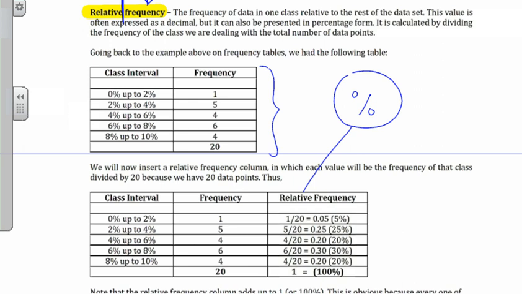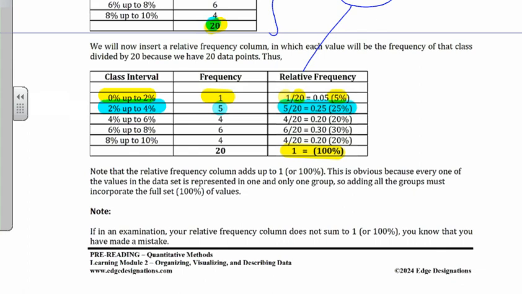We look over here, and the very first class interval was 0 to 2%, no change there. How many observations? Just the one. Relative frequency says, just one out of how many in total? 20. Is everyone comfortable? That's 5%. Let's look at the next one. Between 2 and 4%, frequency is 5, out of a total of 20, that's 25%. And of course, what do we know, guys? That the total will equal 100%. Everybody comfortable?